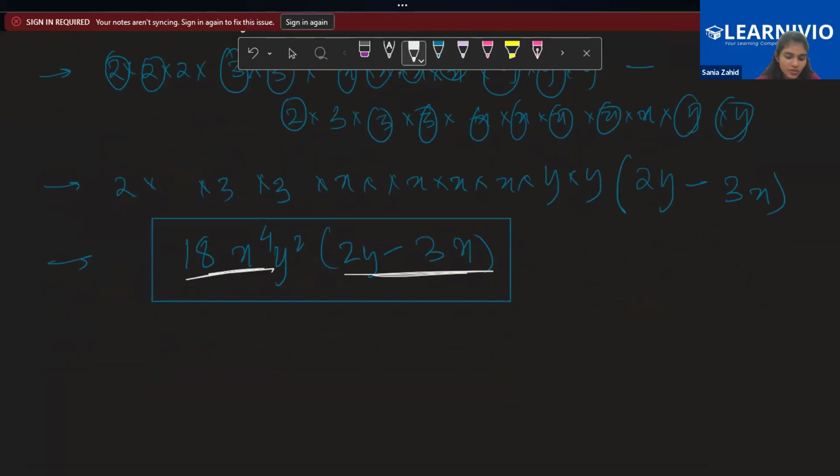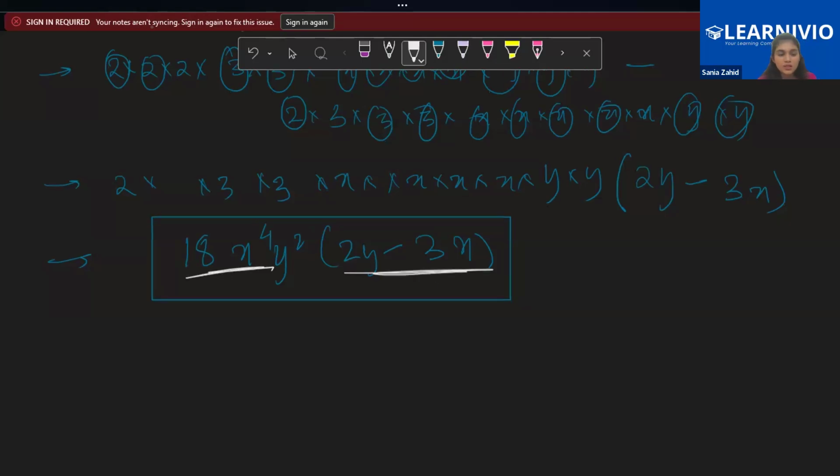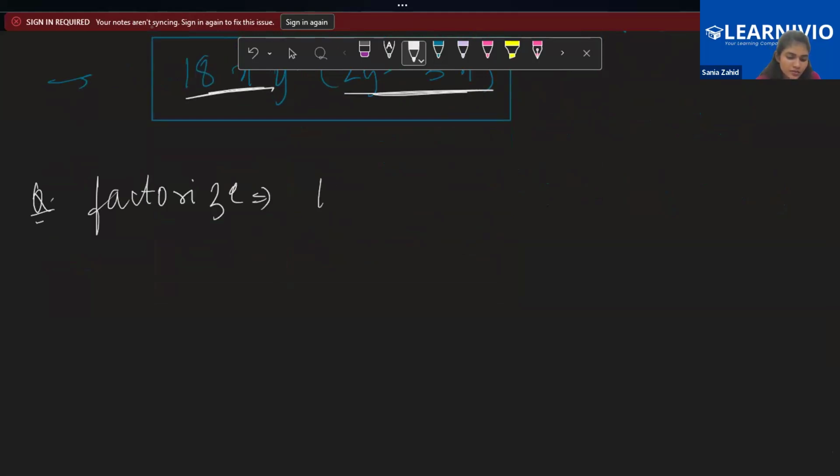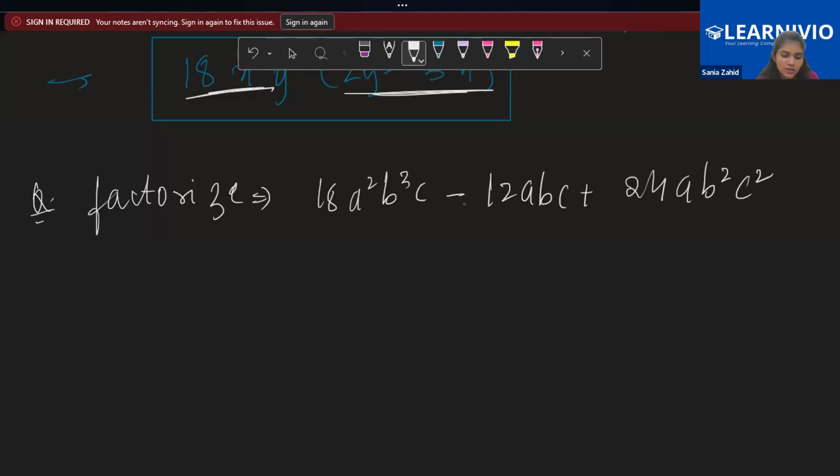Shall I move to the next one now? Yes, ma'am. Now to this one. Factorize 18 a square b cube c minus 12 abc plus 24 a b square c square.